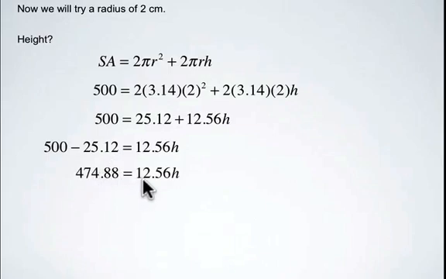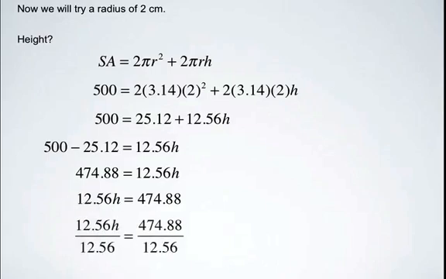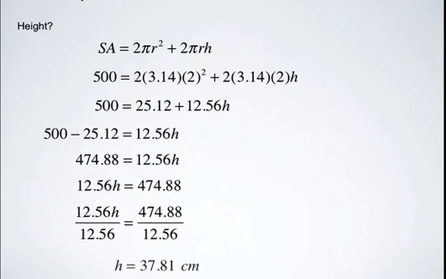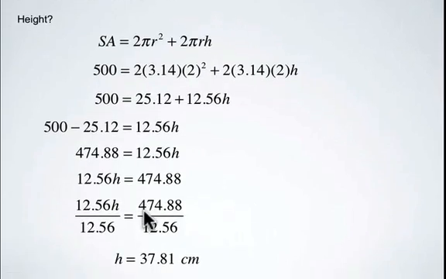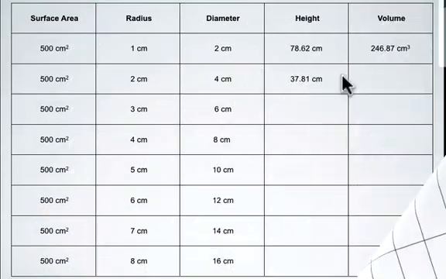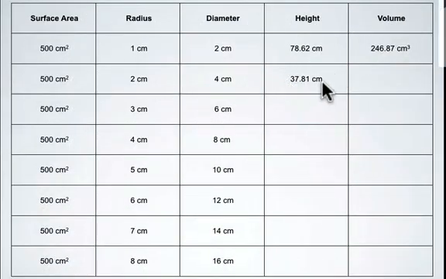474.88 equals 12.56 h. Now we'll rearrange this a little bit so that we can solve for h, and we need to divide by this value in front of h, the coefficient. So we're going to divide both sides by 12.56, leaving h all by itself, and when you divide 474.88 by 12.56, you end up with a height of 37.81 centimeters. So we've updated the table with our height of 37.81 centimeters when our radius was 2.